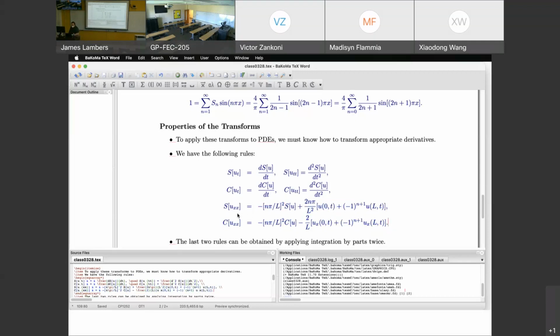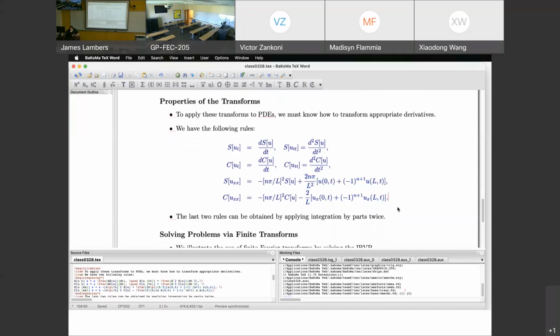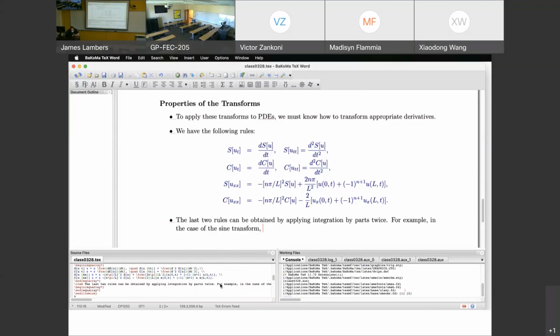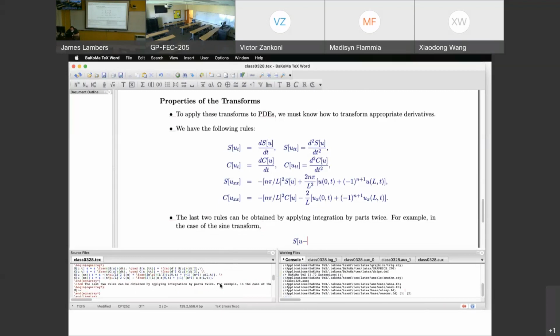And if you were to use the definition of the cosine or sine transform applied to uxx, you can figure out what it is by using integration by parts twice. The boundary terms that you get along the way give you these boundary terms here. You know what? I'm going to do one of these. I put a sine transform. So sine of uxx.